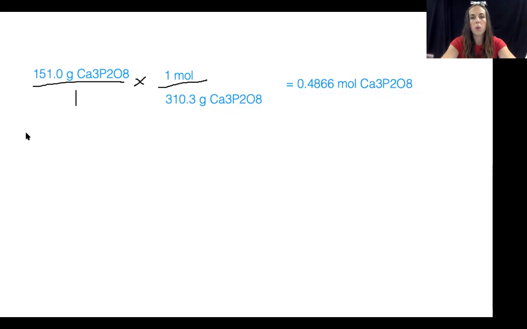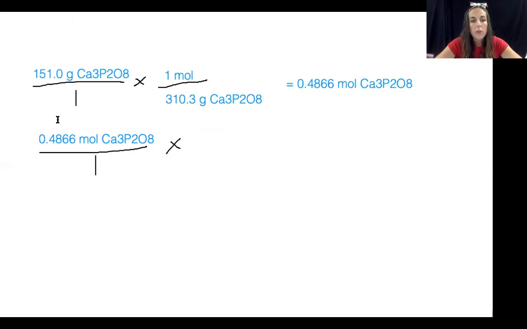So I'm going to have 0.4866 moles of Ca3P2O8 over 1, because that's my starting value. Multiplying by another conversion factor. Let's look back at our equation to see what conversion factor we're going to use. So we're going from moles of this to moles of fertilizer. So I need to look at my coefficients in the equation. So for Ca3P2O8, I have a coefficient of 1. And for fertilizer, I have a coefficient of 1.